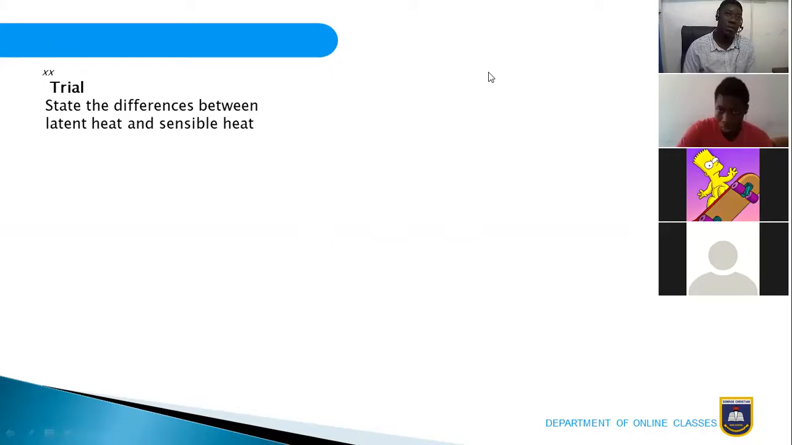Sir, sensible heat does not change the state of the body, but latent heat changes the state of the body. That's very good. So you say with latent heat the state changes, but with sensible heat the state doesn't change. That's basically the difference between the latent heat and the sensible heat.